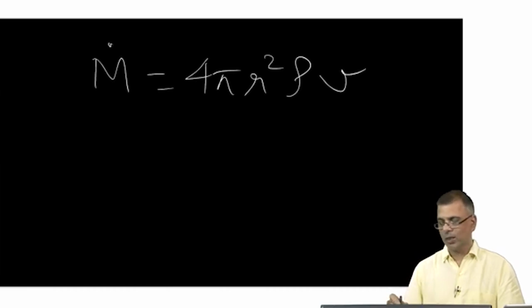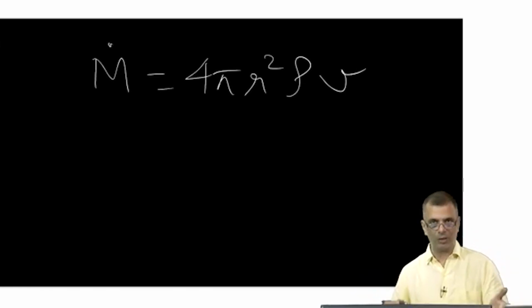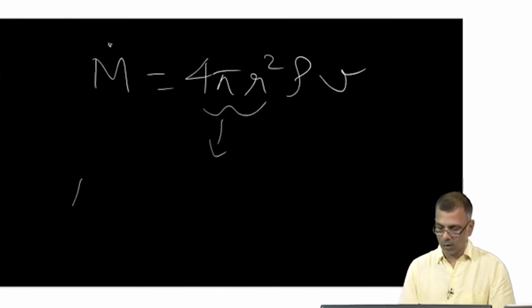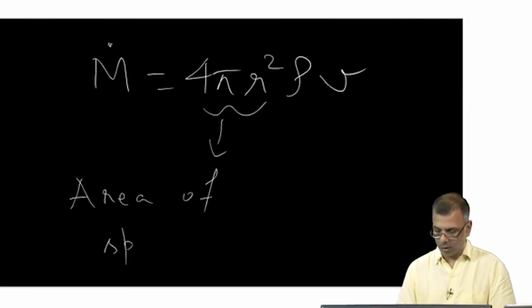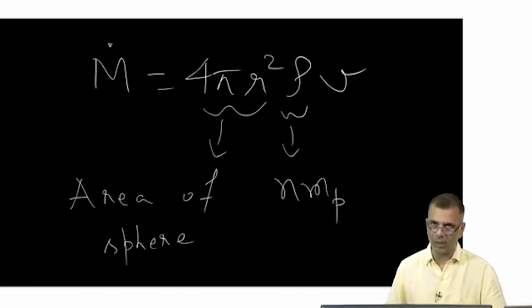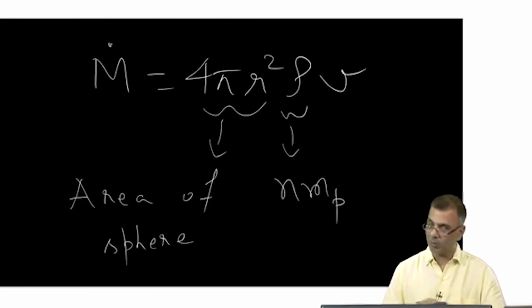So 4 pi r squared is the area of the sphere, and rho would be the density, which turns out to be the number density times the proton mass, assuming that it's fully ionized hydrogen, and v is of course the velocity. So our whole discussion of accretion will hinge on this accretion rate, because it's a very important thing.